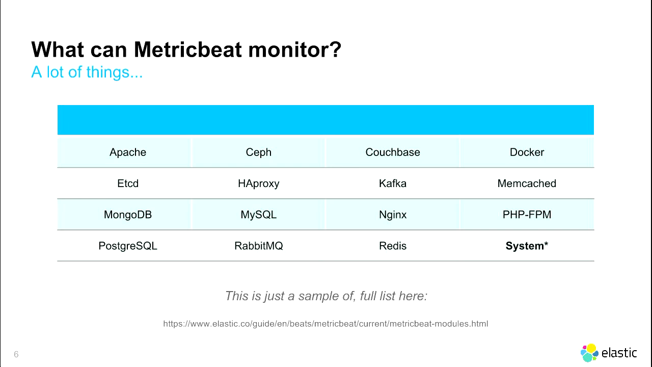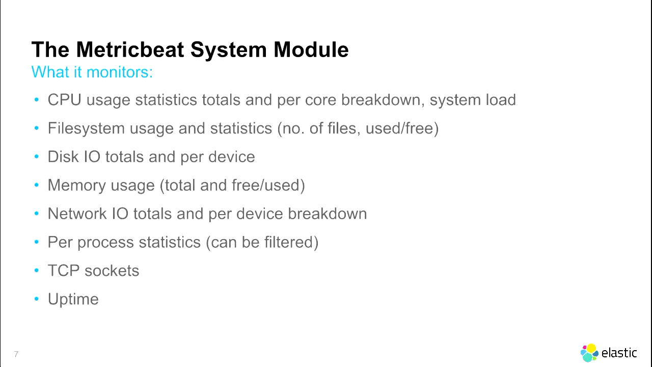What we're going to talk about in this talk, just as a focus, is the system module of Metricbeat, which is basically that tool which does the top output. But this is not a complete list. There is a lot more there. If I'd stuck them all on that slide, you wouldn't be able to read it. So go to the website and you'll see all the different things it can do. You can pick and choose them. You can have all of them, some of them, whatever your system is running, you can monitor that.